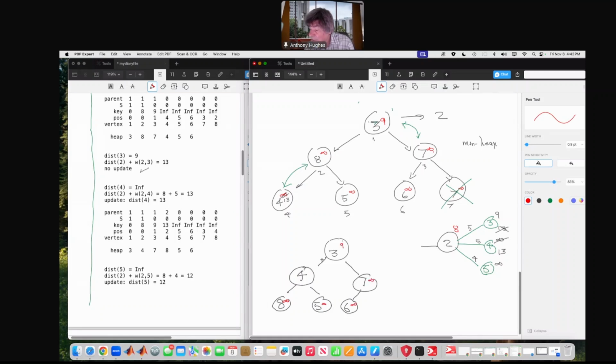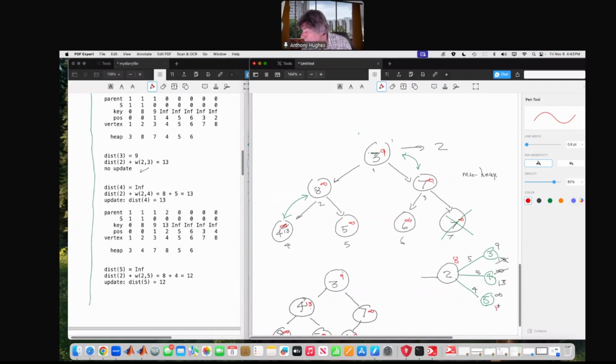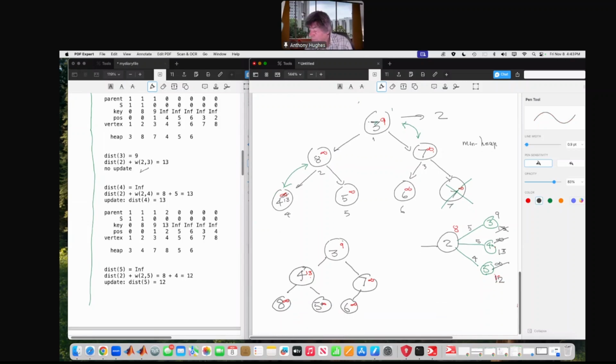And 4 is 13. Note, if this number was smaller than 3, it would go up one more. But 13 is bigger than 9, so we won't do that. Okay, so that's 13. Let's have a look at 5. We've got 8 and 4 is 12. That's smaller. So 5 is going to become 12.